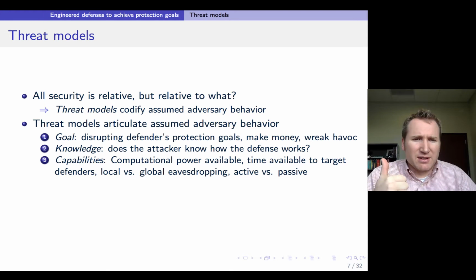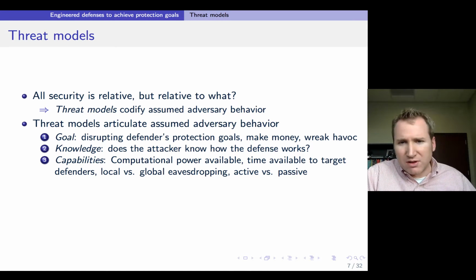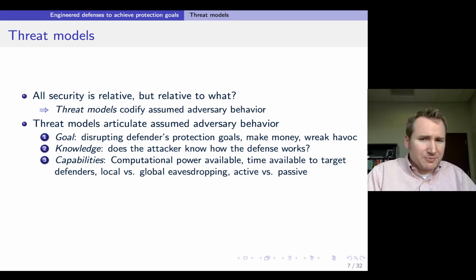First, it helps articulate the goal for the attacker, which could vary. For example, it could be to disrupt the defender's protection goals, or just to disrupt the confidentiality of the defender. It could be something at a higher level, like just to make money. And making money means disrupting the integrity of a system, then so be it. And then there's even approaches just to try to cause mass panic. So these goals really vary, and they can vary how you think about them.